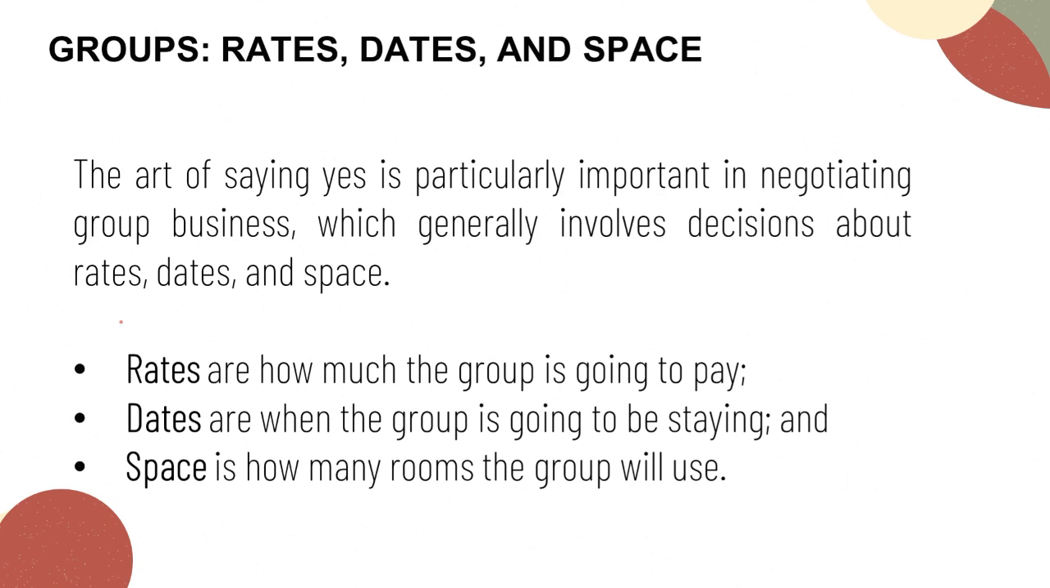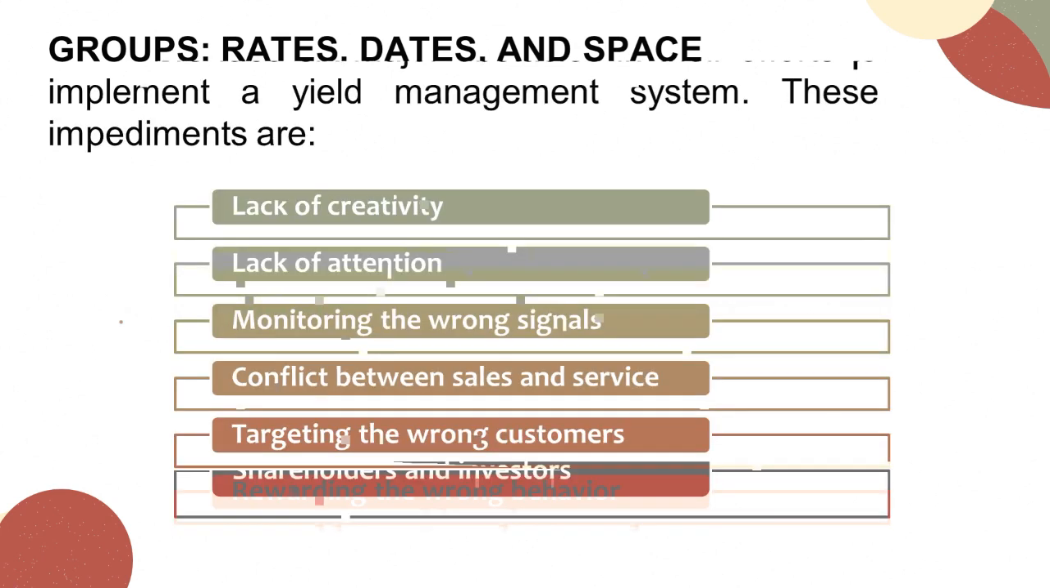So, the art of saying yes is particularly important in negotiating group business. Kasi pag group na yan, di ba, group check-in, marami ng taong involved, marami ng guests ang involved. So we have 3 terms here na pinag-uusapan kapag may mga group check-in. Number 1 is the rates. So when we say rates, these are how much the group is going to pay. Okay? So meron naman tayong mga rates na ini-impose sa hotel, the rack rate, government rate, institutional rate, diba?